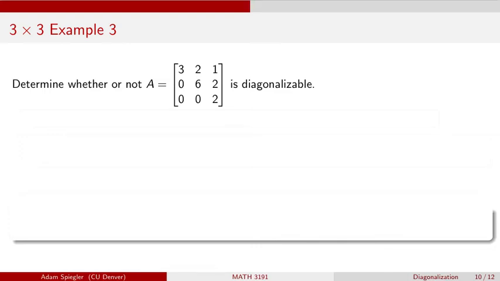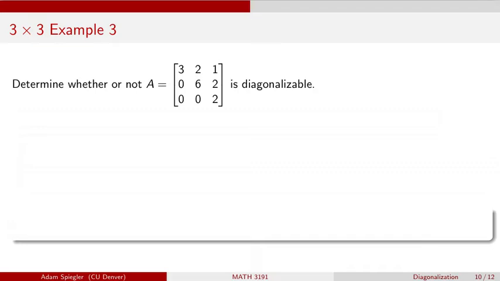All right, welcome everyone. So in this video, we are going to think about the following example. Here is a 3 by 3 matrix A, which is upper triangular. Its first column is 3, 0, 0. The second column is 2, 6, 0. And the third column is 1, 2, 2. So all of the entries below the main diagonal are 0. This is an upper triangular matrix. And we want to determine whether or not A is diagonalizable.